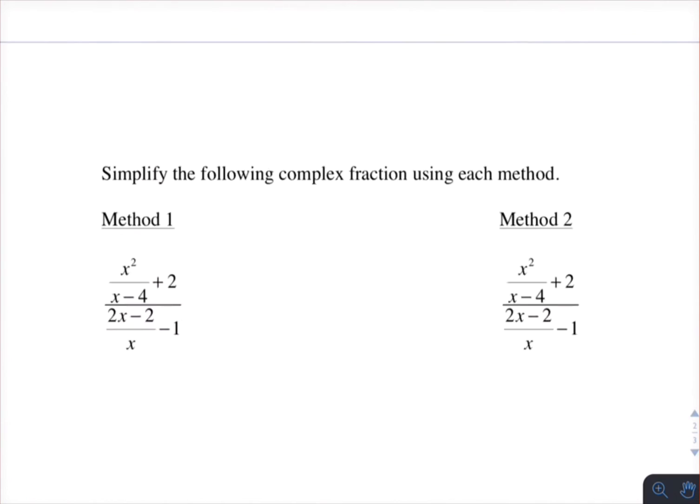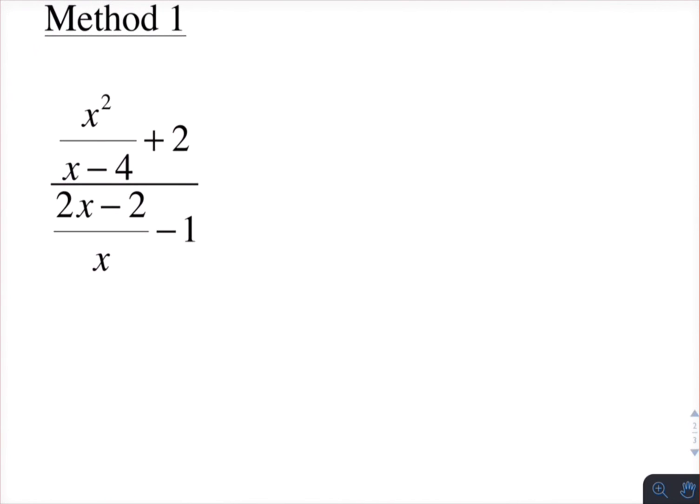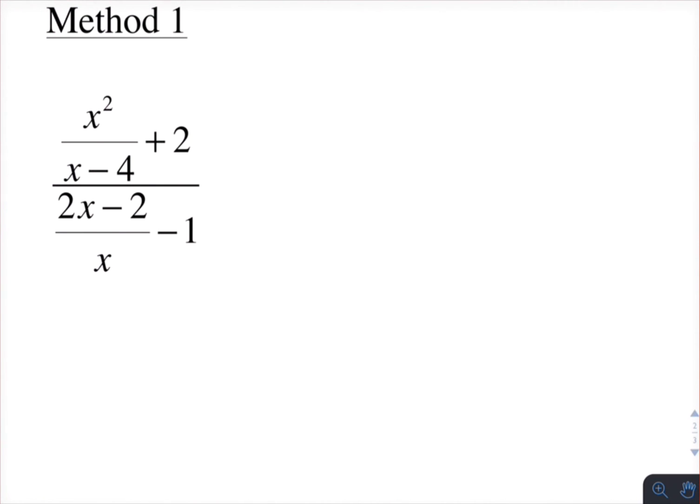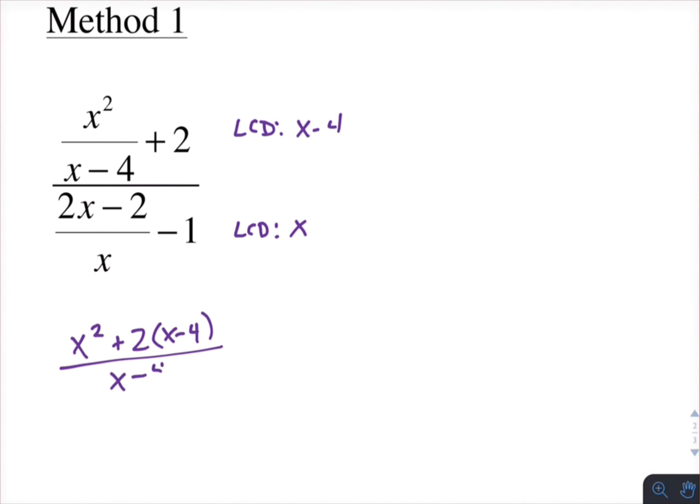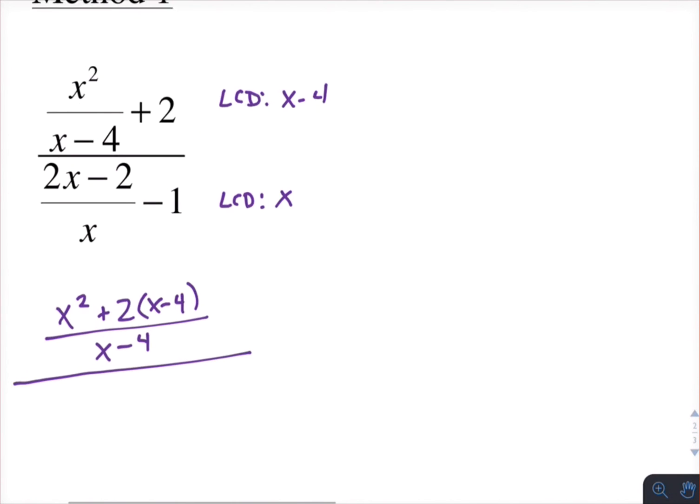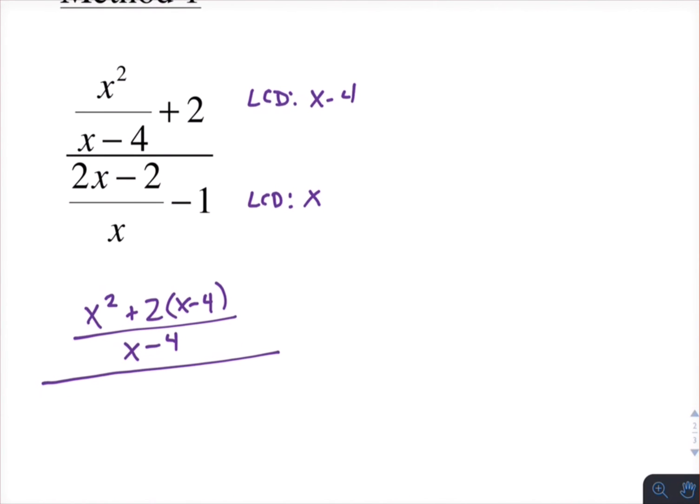All right, so we'll just practice it one more time. This one we'll do with method one, which means I need to combine terms in the numerator and then do the same in the denominator. My LCD for the numerator is x minus 4. My LCD for the denominator is x. So I have x squared plus 2 times x minus 4 all over x minus 4. That's the new numerator. And the denominator is now 2x minus 2 minus x all over x.